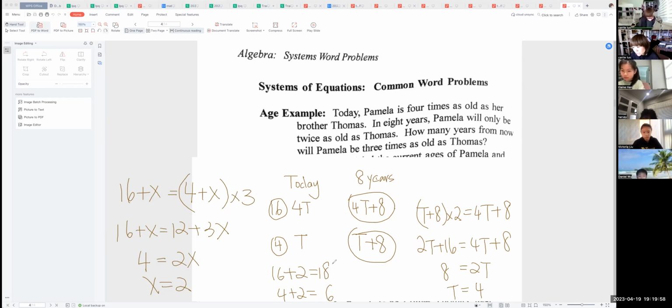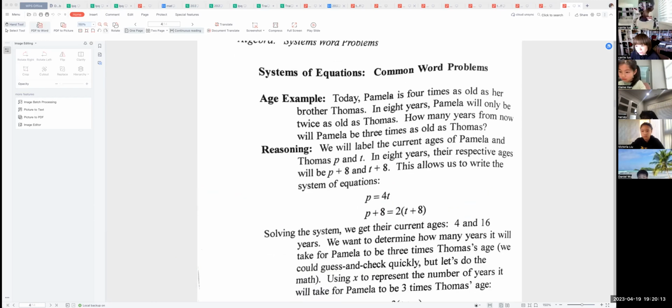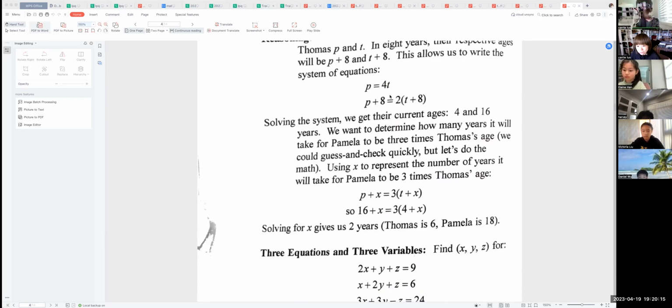Because this question has a lot of layers, the first layer is to find Pamela and Thomas's ages now, then do the last one. Okay, good job, Victoria and Elaine and Oliver.